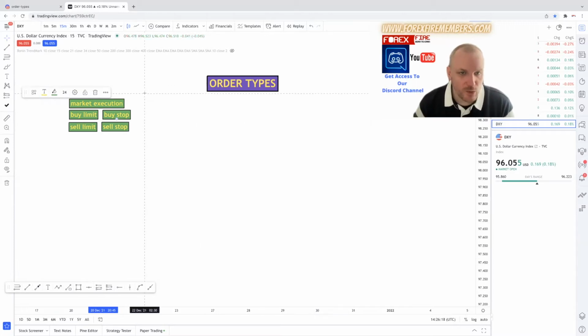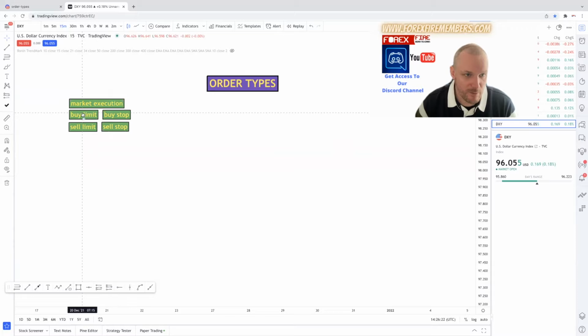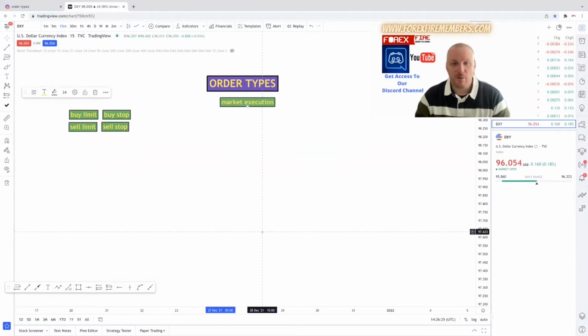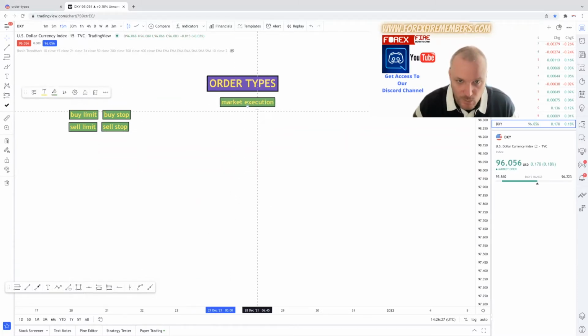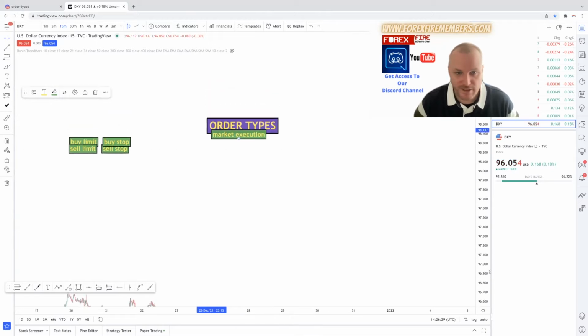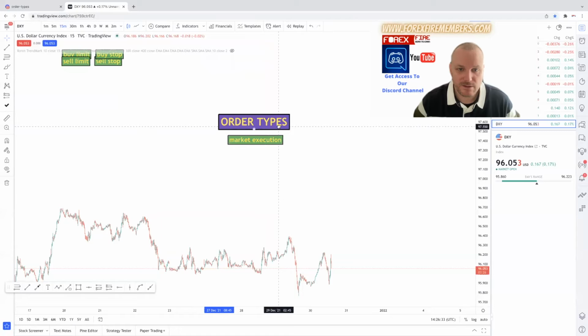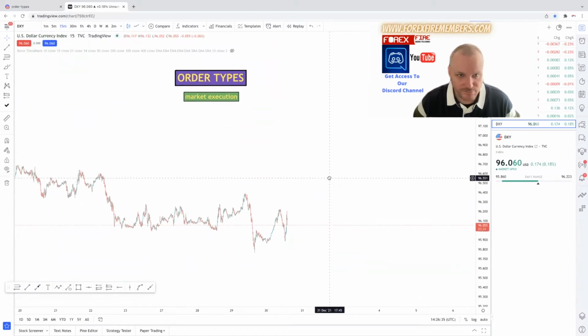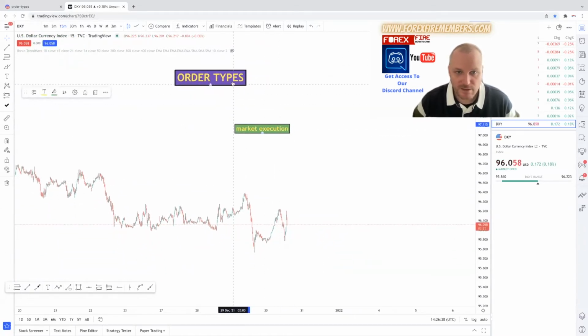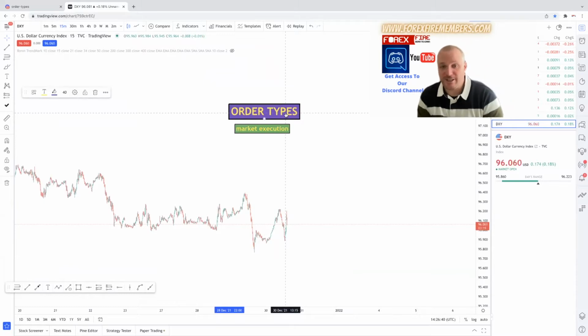Now we're going to go over these different order types. Okay, and we'll start with the very first one, which is a market execution. A market execution is simply wherever you are in the market at any given time. So the market execution is going to be when you execute a trade at any given time, live, instant, bang.